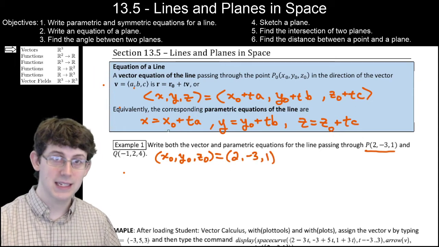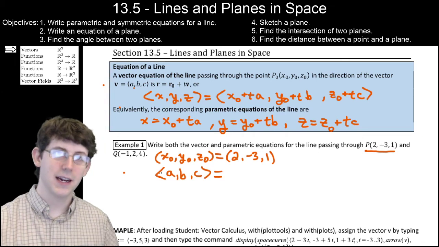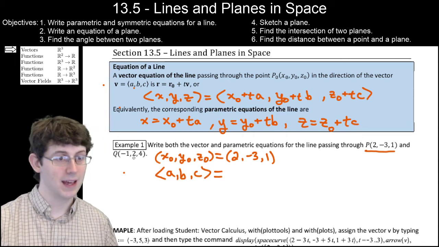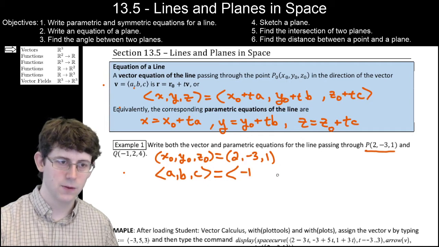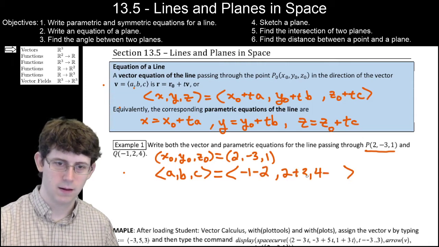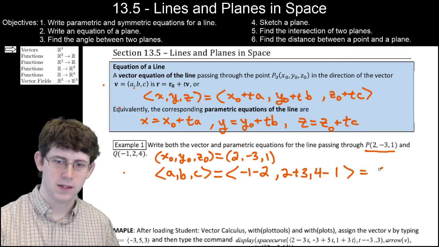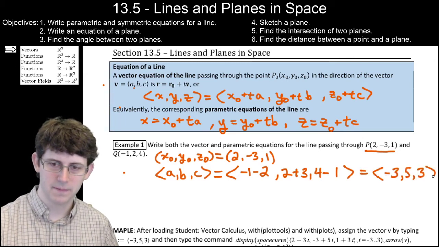And then ABC is the direction that the line is headed. And the direction vector you can find by doing the endpoint minus the start point. So I'll have Q minus P. So the direction vector is minus 3, 5, 3.